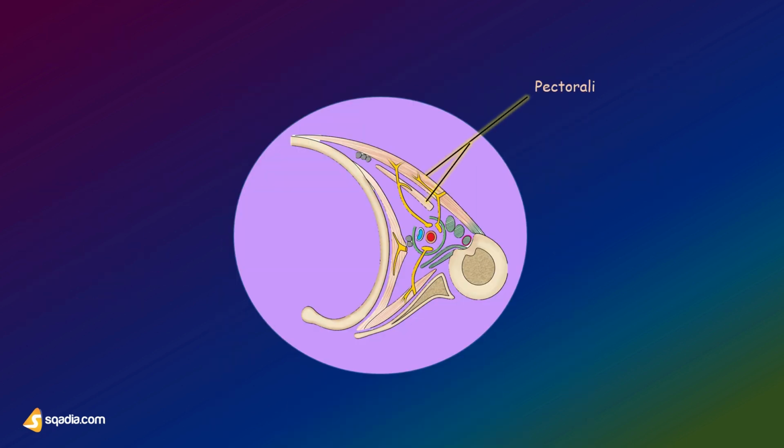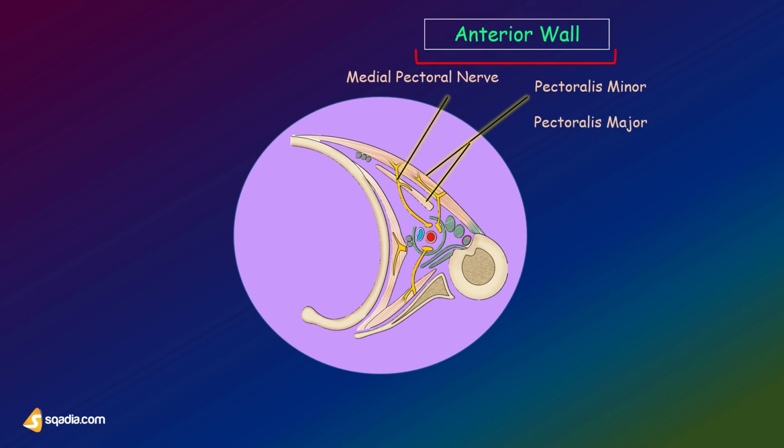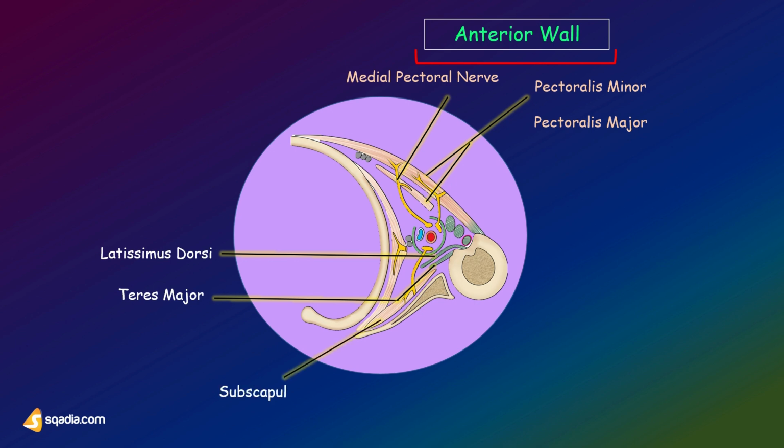Let's look at the walls of the axilla in another way so you can retain the knowledge more easily. If we look at this diagram, you can see that the anterior wall of the axilla is made up of pectoralis minor and pectoralis major. We also have the medial and lateral pectoral nerves of the brachial plexus that run along the anterior wall. As for the posterior wall, it is made up of 3 muscles: latissimus dorsi, teres major, and subscapularis, which is innervated by the subscapular nerves.